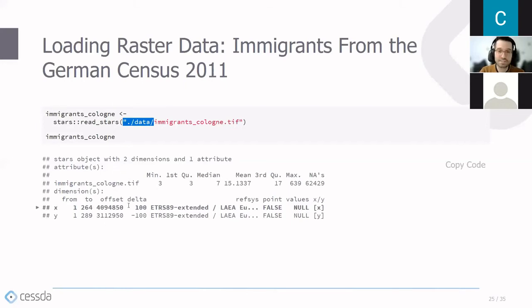And this time it looks a bit different than the vector data. So we don't have this plain data table, even though raster data, this is a bit ironic, is more or less just a data table. We get information about the dimensions of the object. So how large are the actual raster grid cells? This is shown down here. So delta is the number; it's one hectare grid cells raster data, 100 meters times 100 meters.